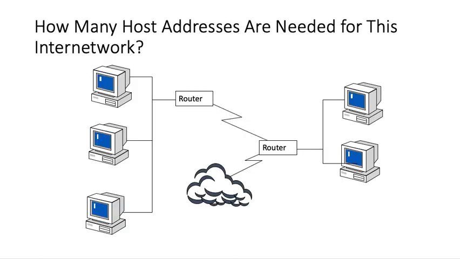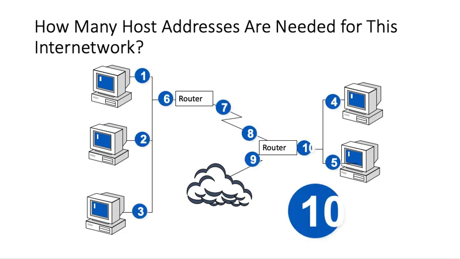Okay, so let's build some more conceptual ideas here. Here's a question. How many network addresses are needed for this internetwork? Pause and think and count that for a second. Okay, hopefully what you found was 10. The part that's easy to miss is that we need an IP address associated with each interface on a router that connects to a particular network.